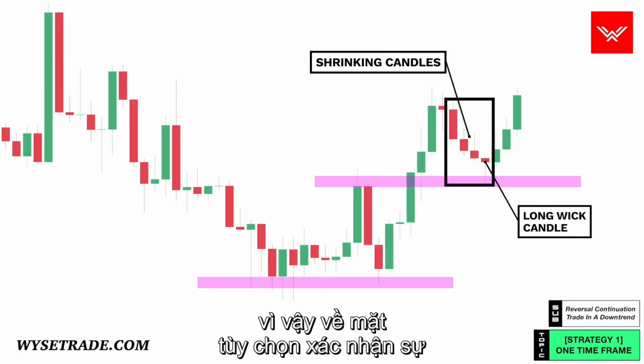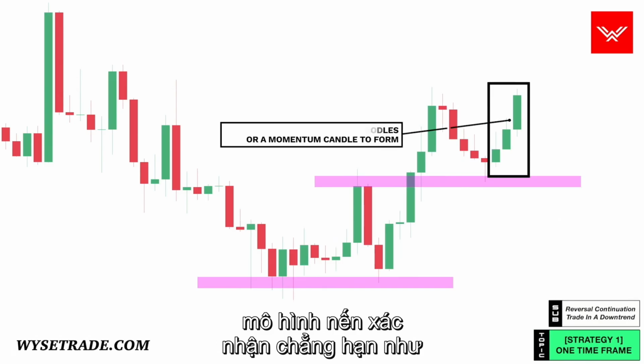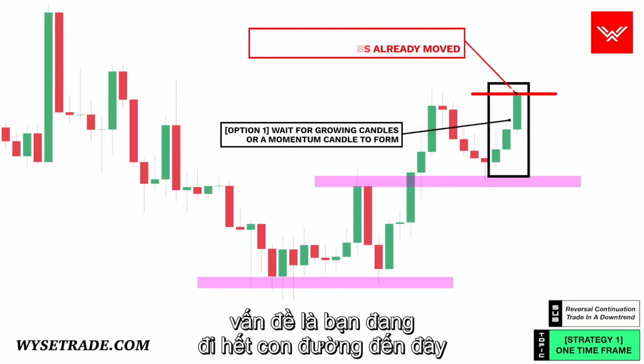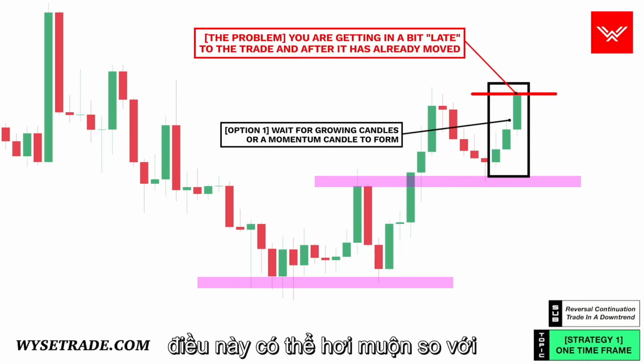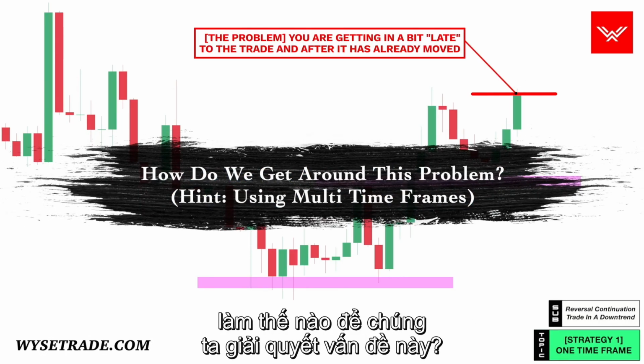So in terms of the trend change confirmation, option 1, wait for a confirmation candle pattern, such as these candles increasing in size. But the issue is you are getting in all the way up here, which can be a bit late to the trade as it has already moved a bit. So how do we get around this problem?